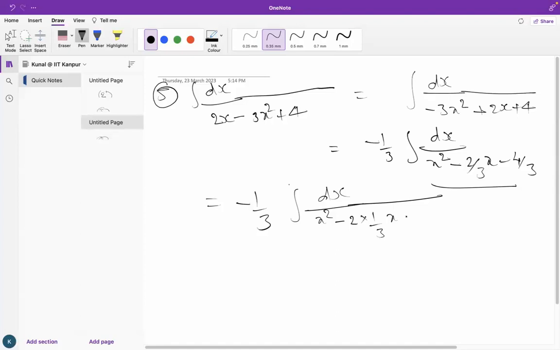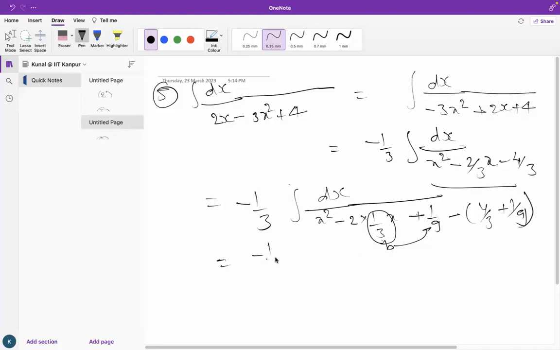So what we have to do? We just have to add 1 by 9 and subtract 1 by 9. Okay. So we write plus 1 by 9 and minus 4 by 3 plus 1 by 9. What I do is I just subtract and add 1 by 9 because our b term is this, right? So we have to generate its square too. So what I get is minus 4 by 3 plus 1 by 9.